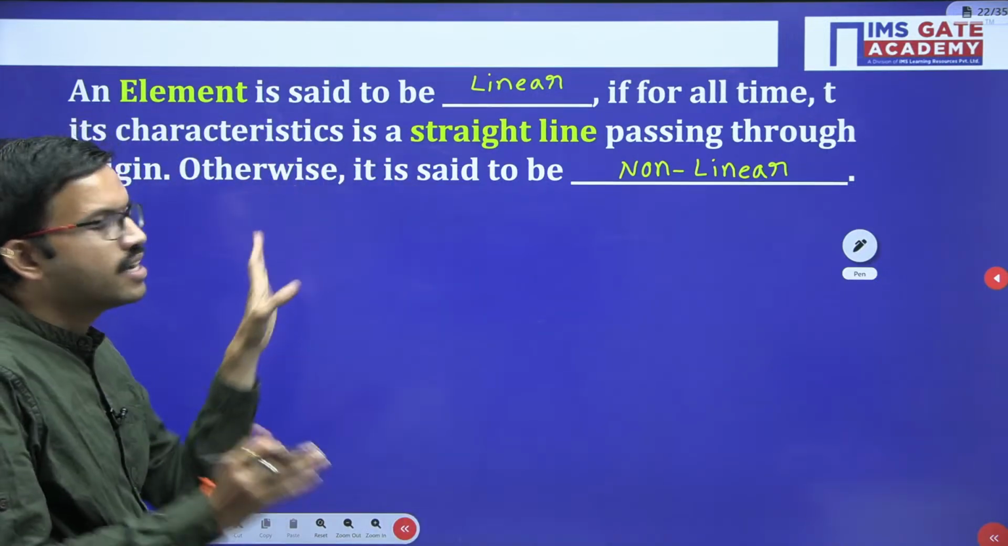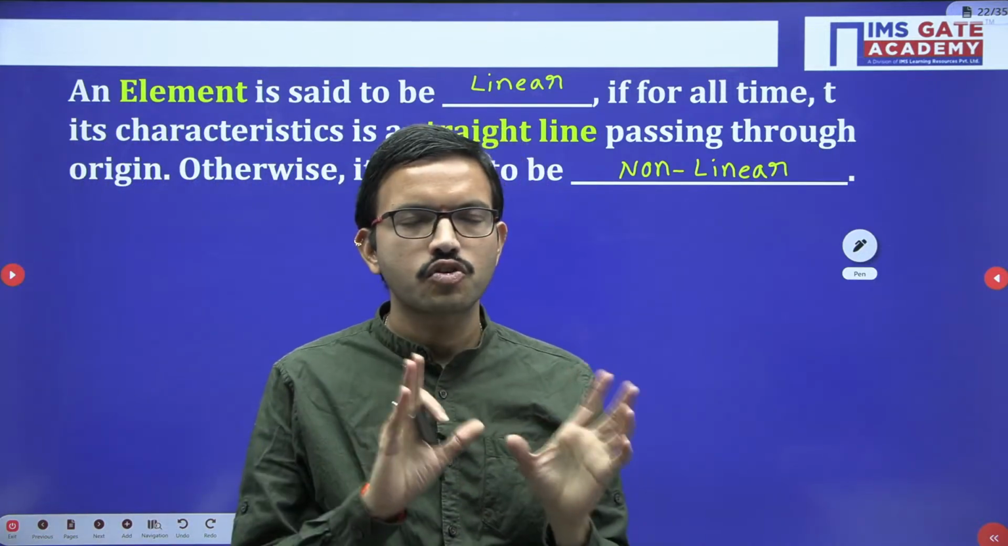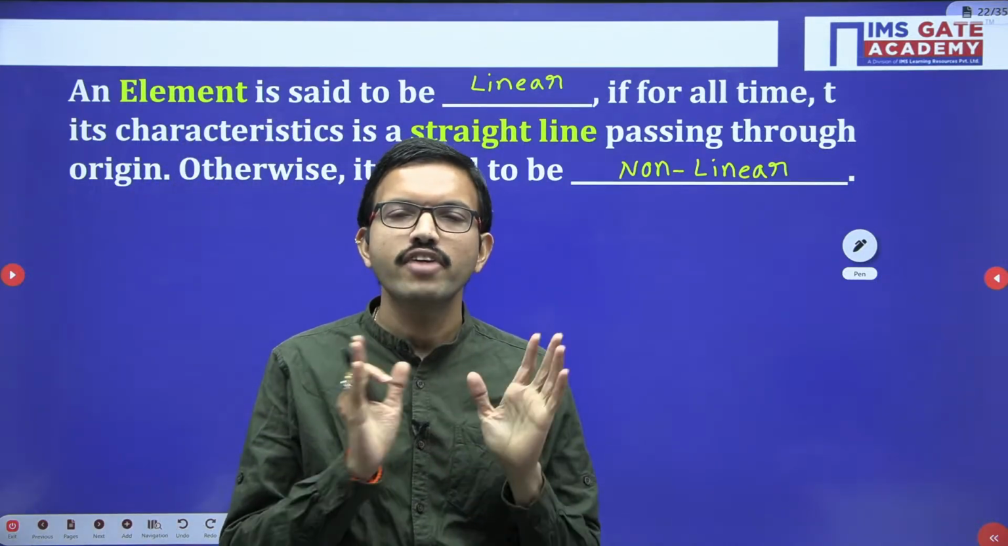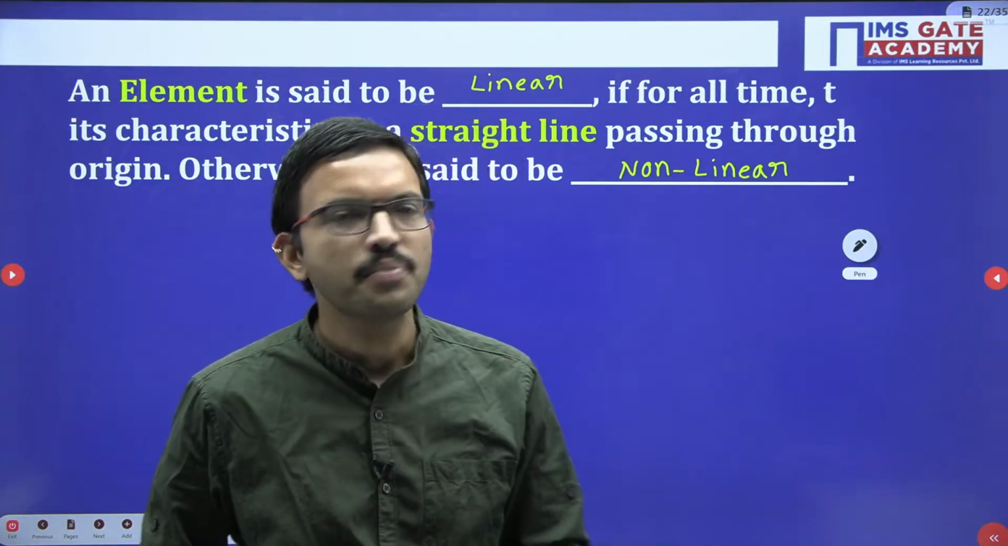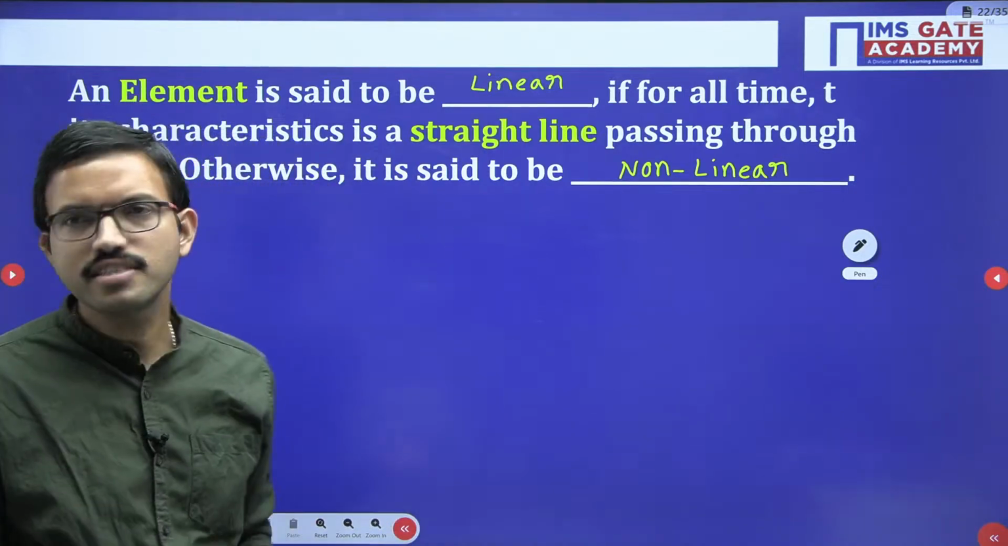Like that, if you are getting the voltage and current characteristics, or any two quantities regarding that particular element with respect to output and input, when you draw the characteristics, if the characteristics is a straight line passing through the origin, then we will call it linear. Otherwise, that element we will call non-linear.